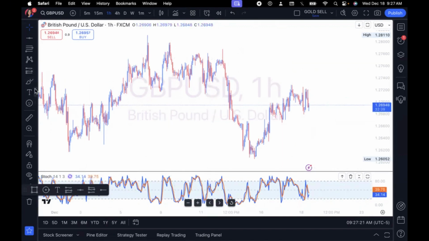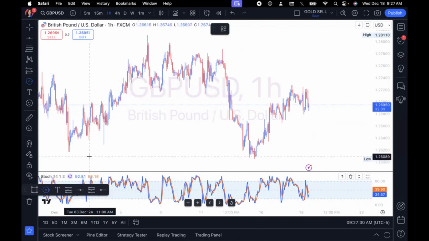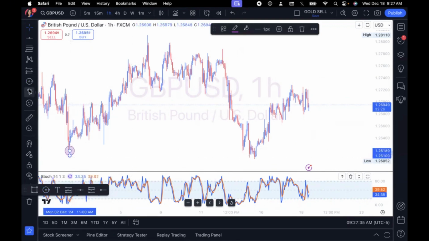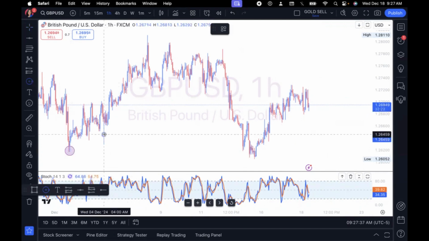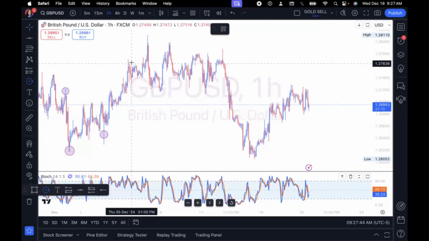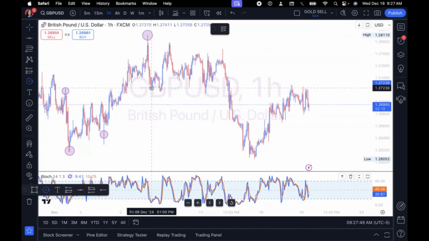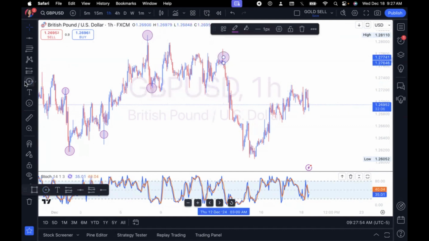So the first thing we're going to do is use the circle tool. You can use a circle, a rectangle, you can even use a smiley face. It's completely up to you. But you want to highlight these areas that your eyes are automatically drawn to, areas where you can see the market had some type of strong reaction. If you can understand why I'm putting the circles in these particular areas, go ahead and drop a 7 down below in the chat box to let me know that you are following along.